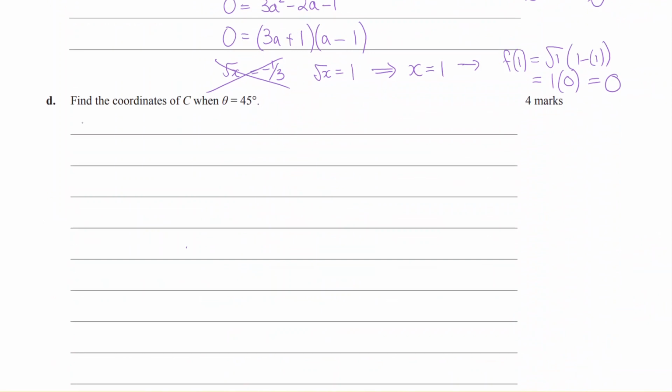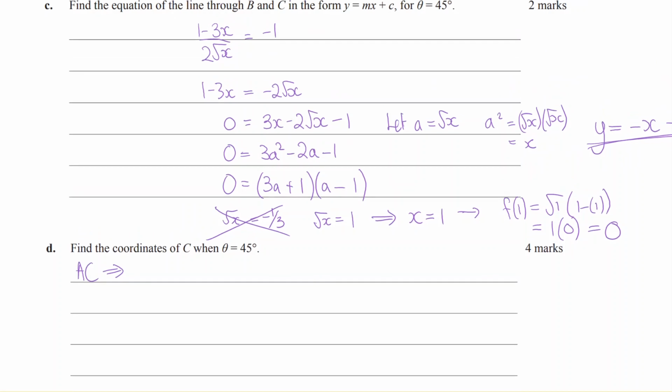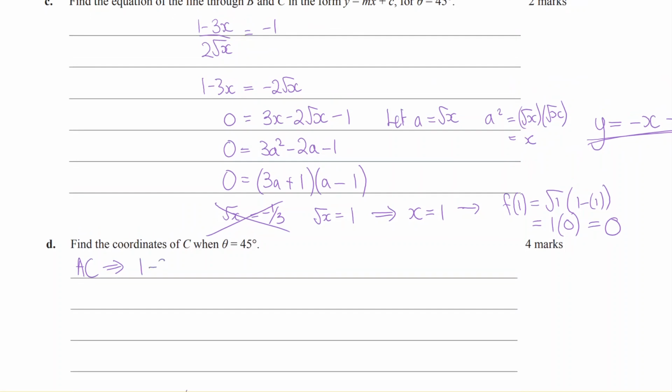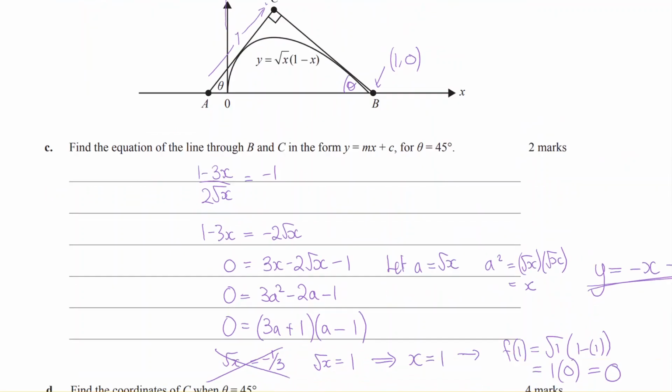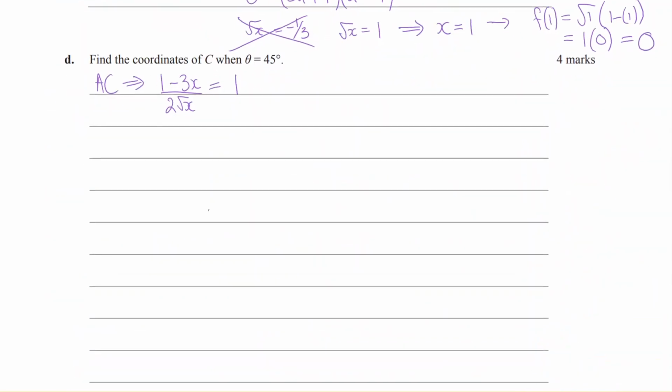So AC, the line, we're going to work this out using the same technique as above. So (1 - 3x) over 2 root x is equal to 1 this time because our gradient is 1. So multiplying both sides by 2 root x, 1 - 3x is equal to 2 root x. Gathering all my items on one side, I'll get this. Much the same tricks as before.